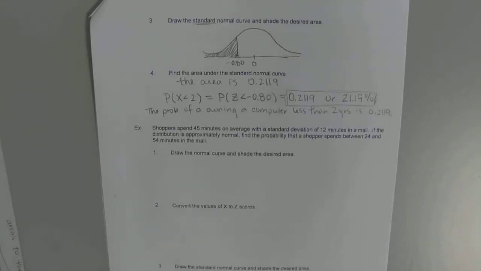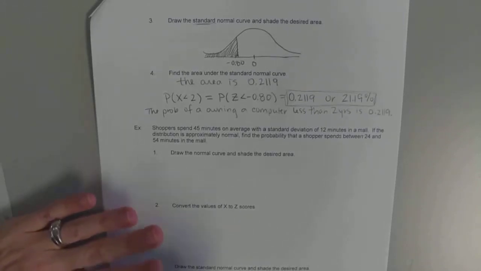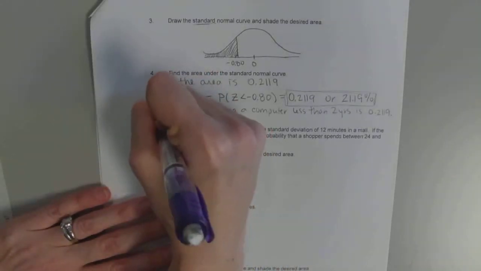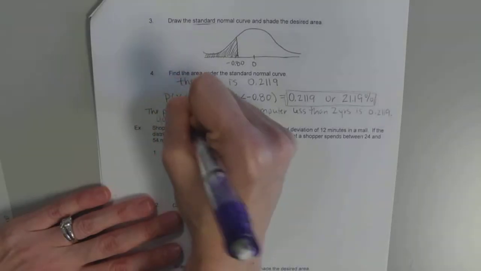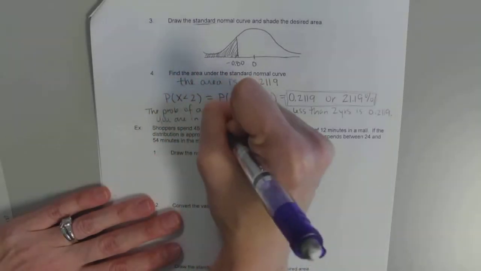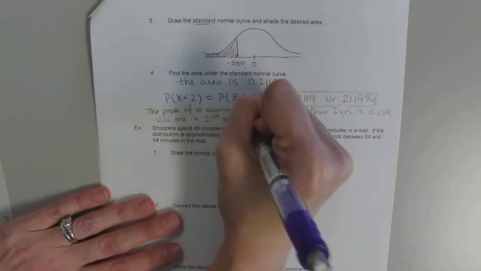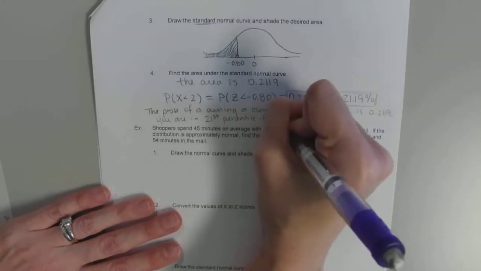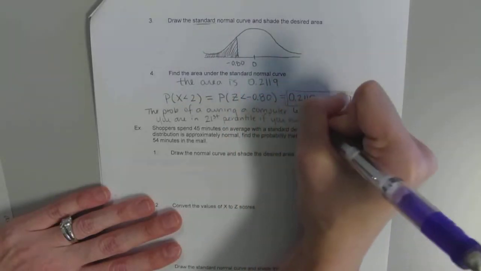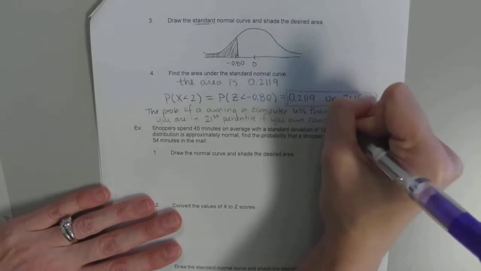Another way you can think of it is percentiles. Remember, percentiles, you're shading to the left. So you could say you're in the 21st percentile if you own your computer less than 2 years.